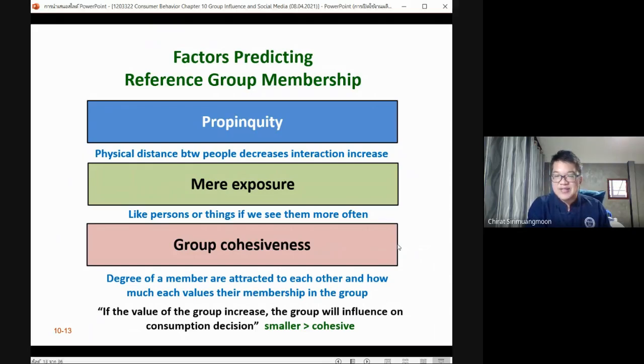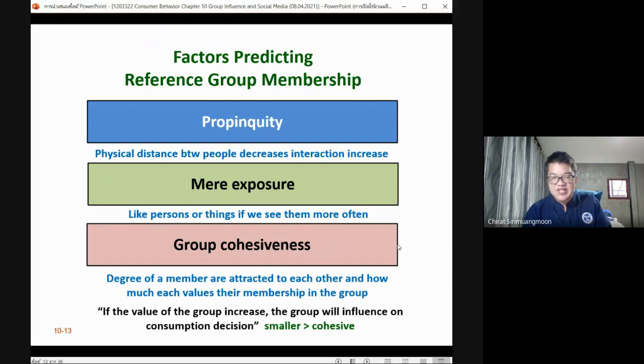Then group cohesiveness. Group cohesiveness is the degree to which you are present in the group, like you contribute something to the group. So there is a degree to which members are attracted to each other and how much each values their membership in the group. If you are in an Amway group, like a direct sales group, and you are the boss in that group, you have the feeling that you can be called a premium group member. In this case, this is called group cohesiveness.